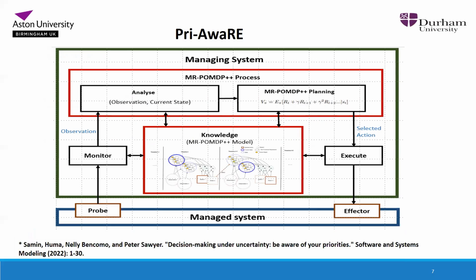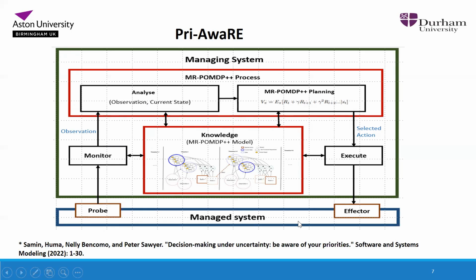So in order to deal with these two challenges, we propose a technique known as PRE-AWARE, which is a priority-aware self-adaptive architecture for decision-making under uncertainty. It makes use of multi-reward POMDP++ as a runtime model to offer priority-aware decisions at runtime. This multi-reward POMDP++ model is used as part of the monitor, analyze, plan, and execute, that is MAPE-K, loop.